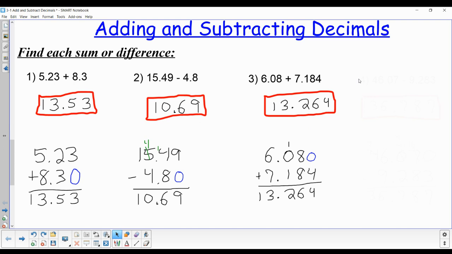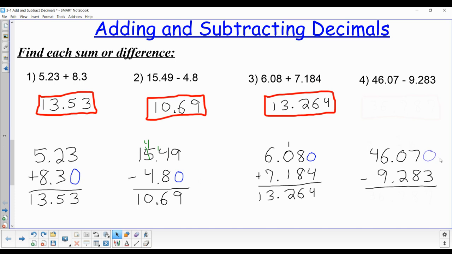The last problem I'm going to do is a bit more complicated, but that has nothing to do with decimals. It just has to do with subtracting numbers. I'll do my computation work a little bit lower. I will write 46 and 700ths, minus 9 and 283 thousandths. The decimals do not go to the same place value, so I will add a 0.